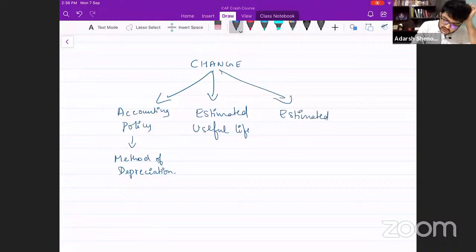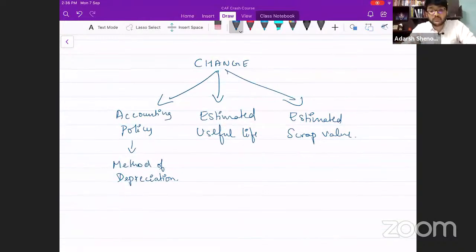There could be change during the life of the asset. Sometimes we revalue the assets also. So a change in the book value is also possible. We revalue the asset also. Can you tell me in which case do we revalue the asset? Partnership, admission, when there's reconstitution of a firm, we revalue the assets. Correct.